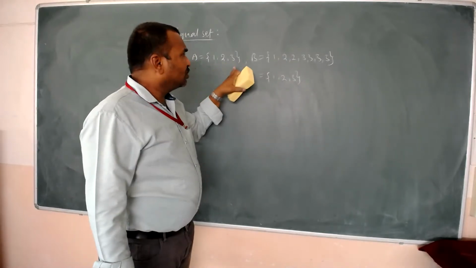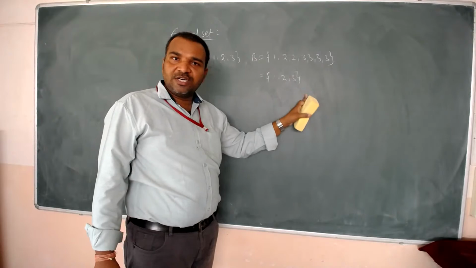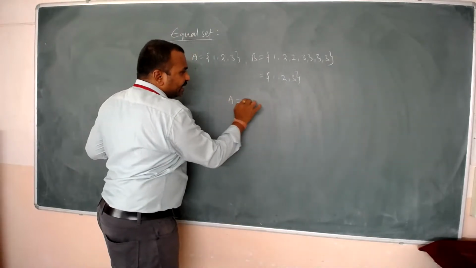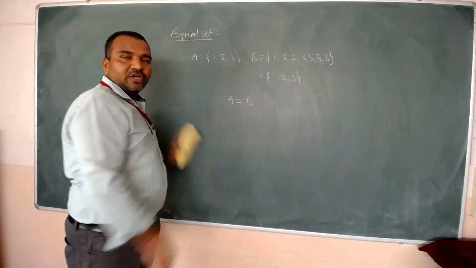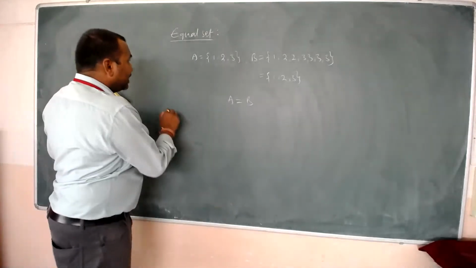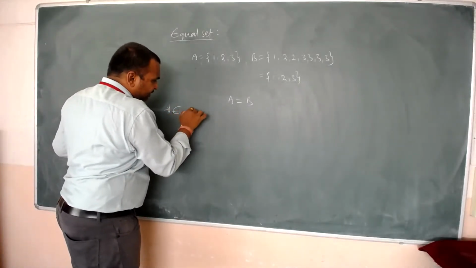So A has elements 1, 2, 3. B also has the same elements 1, 2, 3. That's why we can say A equal to B. These two are equal sets. Next, equivalent sets.